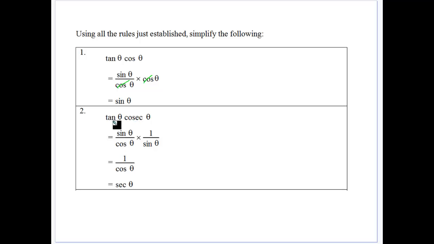Tan and cosecant, well, we know tan theta's got a relationship of sine on cos, and cosecant's 1 on sine, and we get to a situation where we can simplify and cancel the sine thetas. 1 on cos theta becomes sec theta. So there's our first couple, which are not too hard.